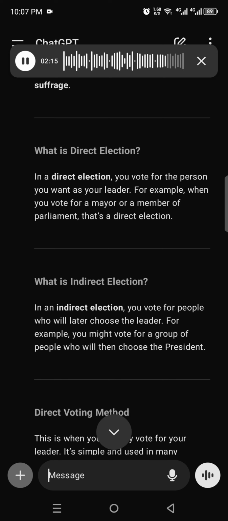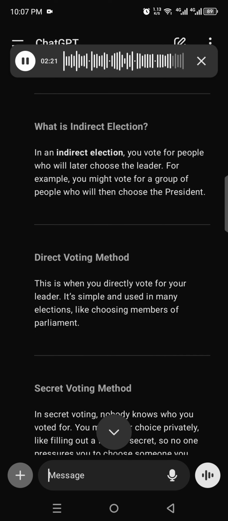Direct voting method. This is when you directly vote for your leader. It's simple and used in many elections, like choosing members of parliament.